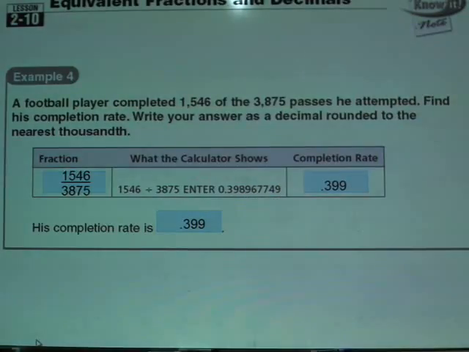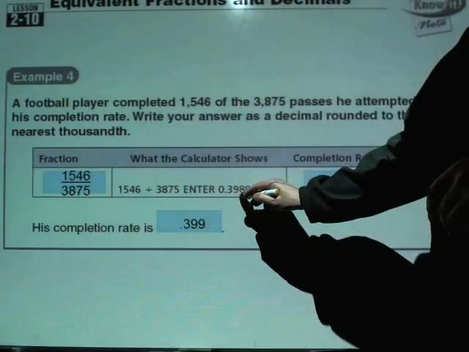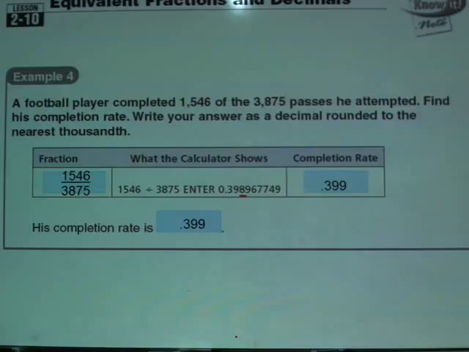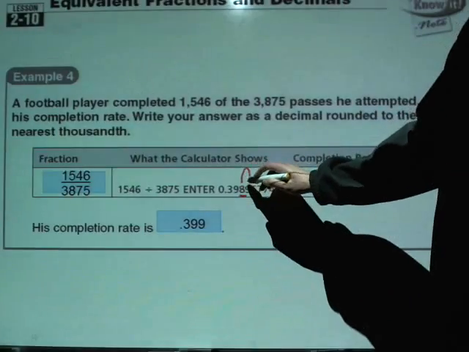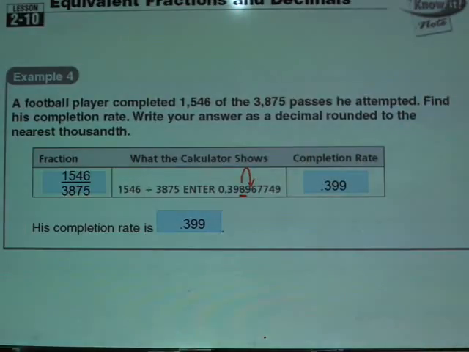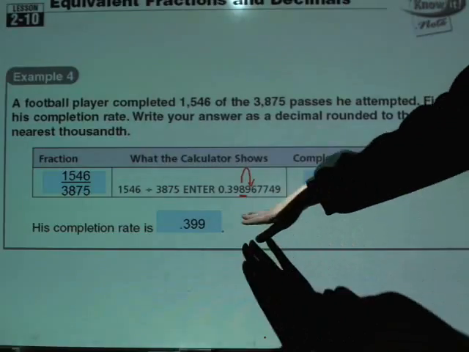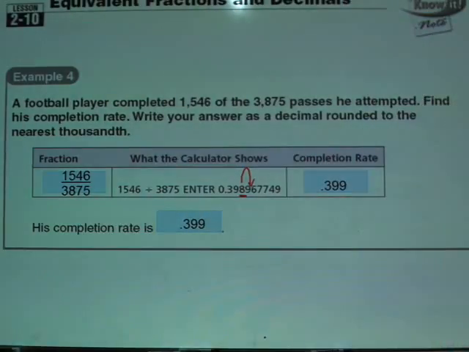0.398967749. We're supposed to round to the nearest thousandth, which means the last digit that's going to show up is right now that 8. But we have to round appropriately. Since the next number is a 9, that's going to cause me to round up. Remember, 5 and up, 5, 6, 7, 8, 9, causes that digit to jump up. 4, 3, 2, 1 means we just truncate. We cut off everything after the 8, and it doesn't change. All right, and that's 0.399 because, again, we're rounding up. So his completion rate is 0.399.